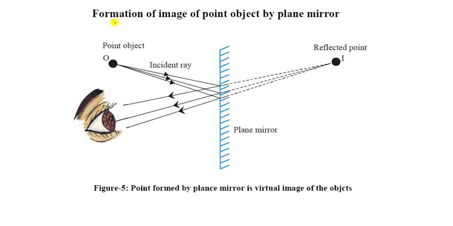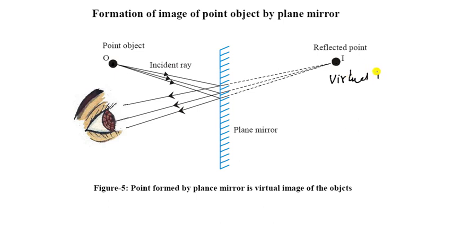Let us see the formation of an image of a point object by a plane mirror. It is a point object O. There are many incident rays, and after reflection they appear to meet at a point I. This is the image of the point object, and this is the plane mirror. You can draw the figure with the help of a scale and a pencil. The image of a point formed by a plane mirror is a virtual image of the object. It is the virtual image.